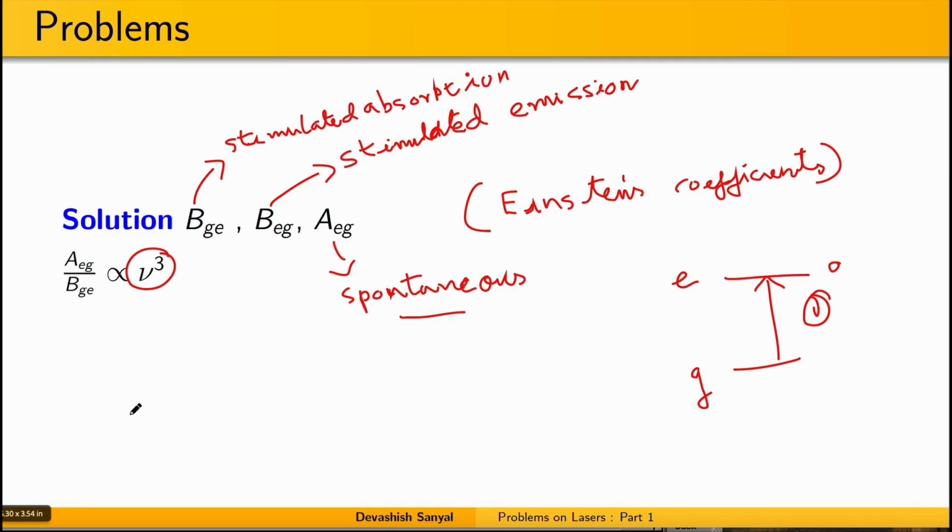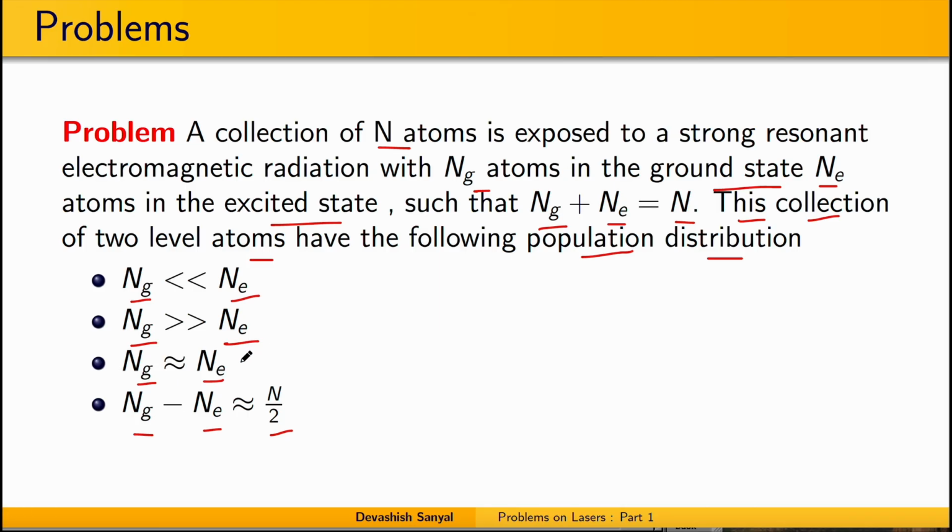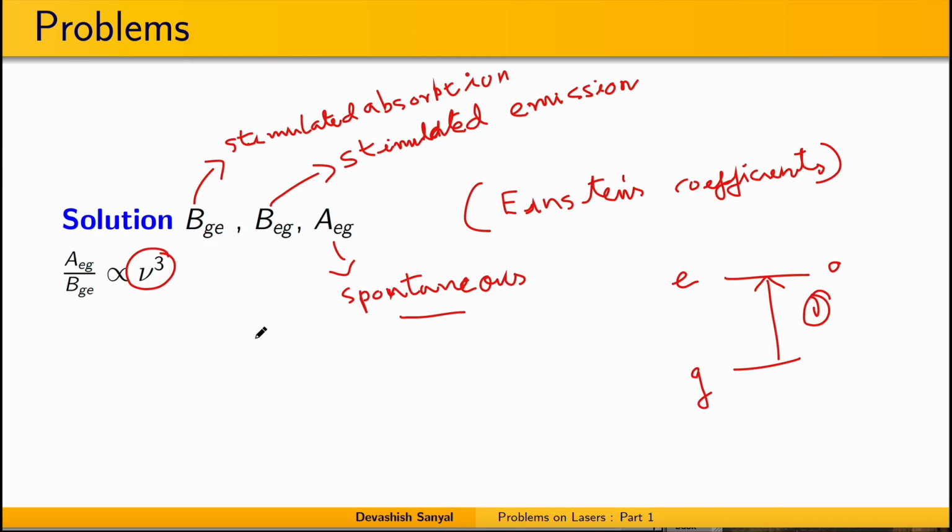And hence, what will happen? Spontaneous emission means it will relax from the excited state to the ground state. So what we will have finally is this: the population of the ground state will be much greater than the excited state. So we'll stop here now, and we will meet later. Thank you.